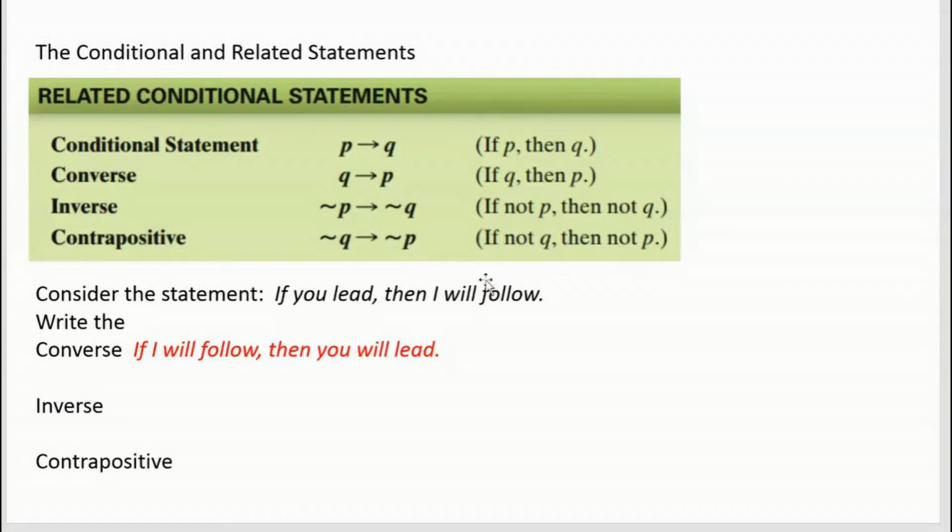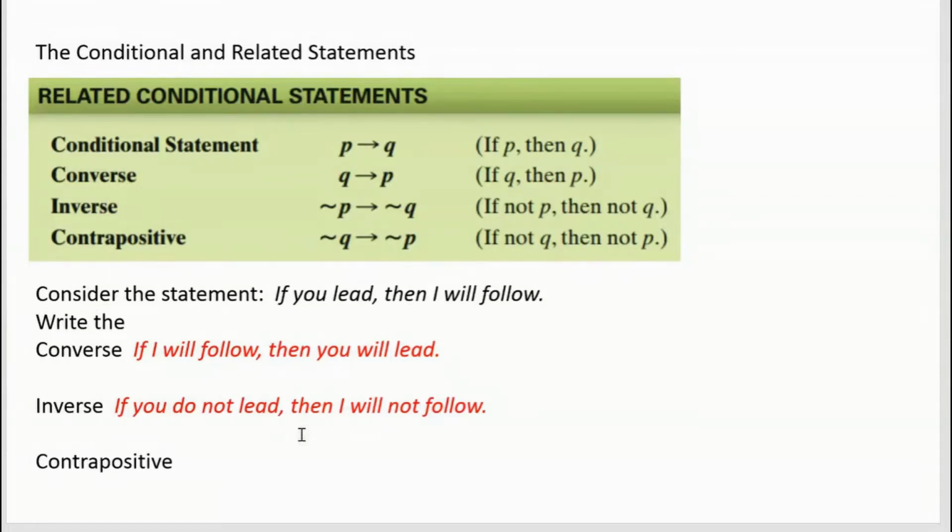So what about the inverse? Notice the inverse, if I remind you, is when you flip it. In other words, you negate it. So you say not P implies not Q. So the order stays the same as the original conditional statement. So if I say if you do not lead, then I will not follow. Does that make sense? You keep the order the same for the inverse. You just negate both statements. So if you do not lead, then I will not follow. And of course, that can vary just a little bit in the words that you choose and still have the same meaning.